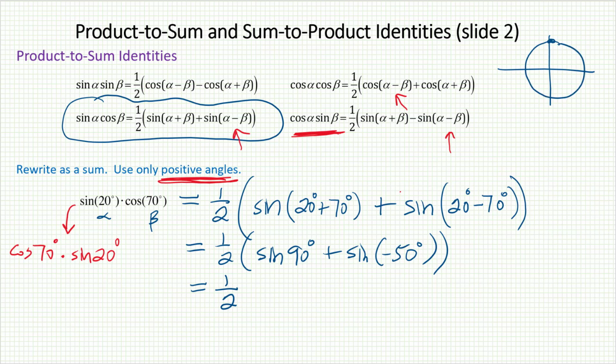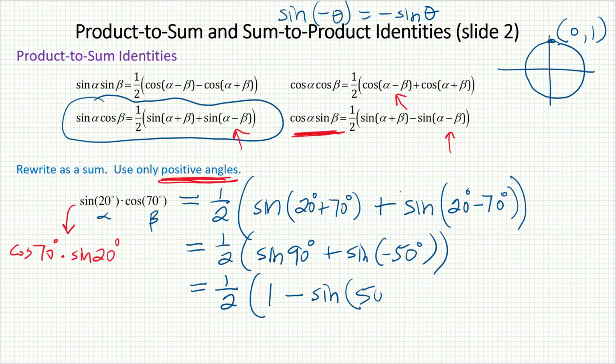It's up at the top here of the unit circle. The sine ratio is the y coordinate, which is 1. So sine 90 is just 1. Okay, then I get to the one with the negative angle. Well, we have a negative angle identity for sine. It's sine of negative theta equals negative sine theta, because sine is an odd function. So sine of negative 50 degrees is equal to the negative of the sine of positive 50 degrees.